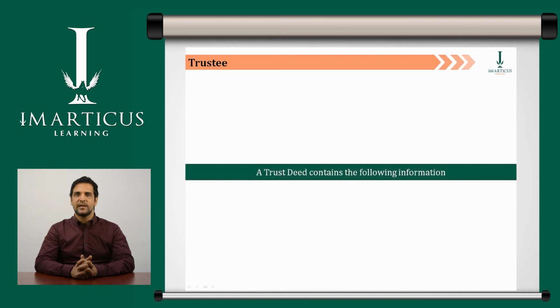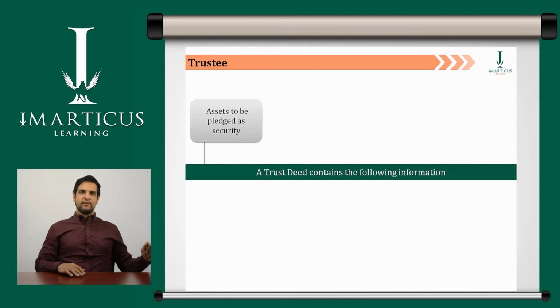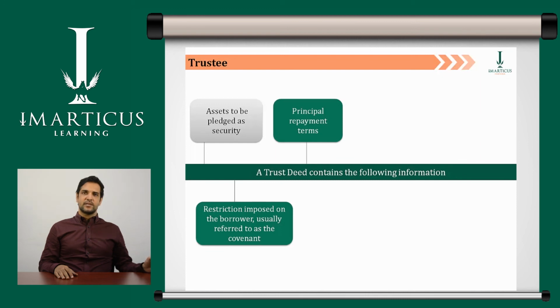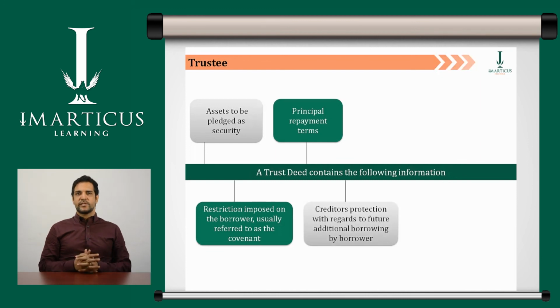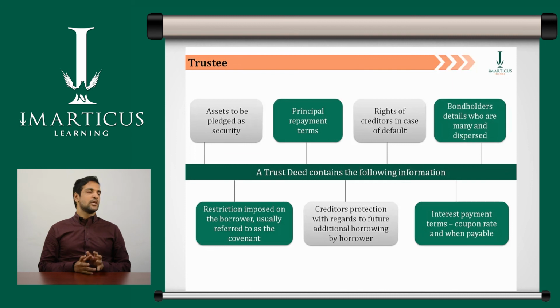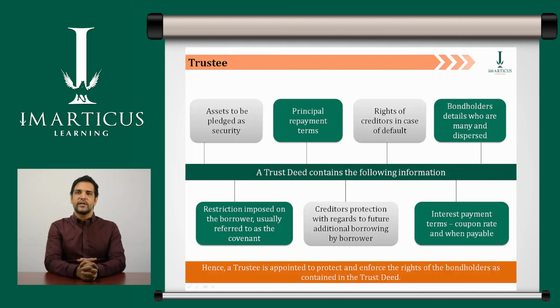A trust deed usually contains, among other information, assets to be pledged as security, restrictions imposed on the borrower, usually referred to as covenants, principal repayment terms, creditors' protection with regard to future additional borrowing by the borrower, rights of creditors in case of default, interest payment terms, coupon rate and when payable, and bondholder details, who are many and dispersed. Hence, a trustee is appointed to protect and enforce the rights of the bondholders as contained in the trust deed.